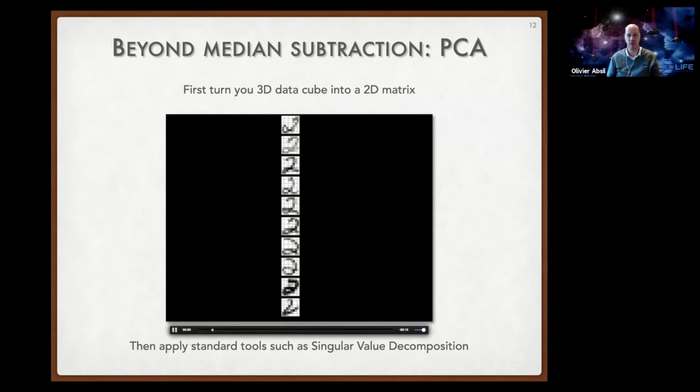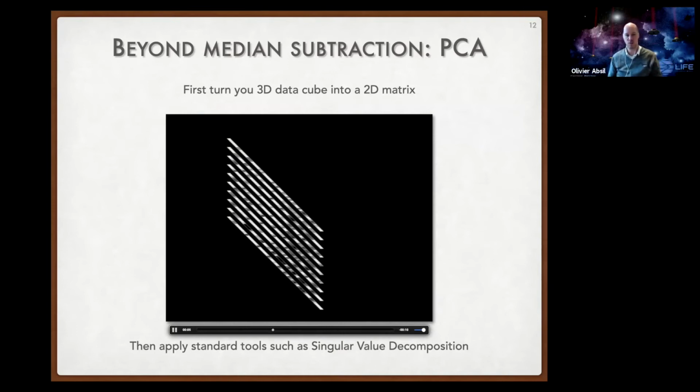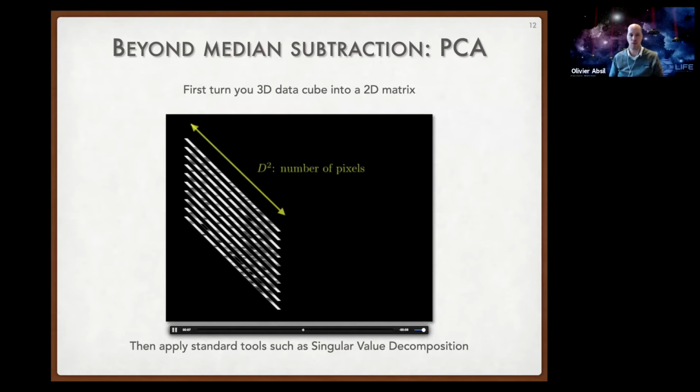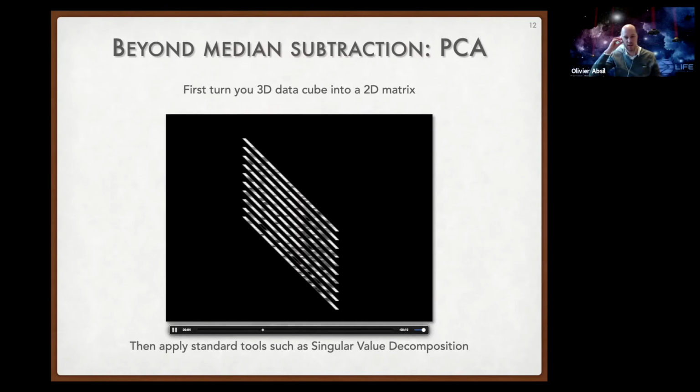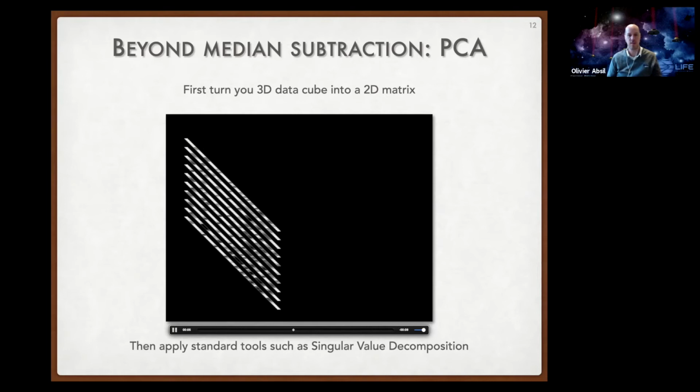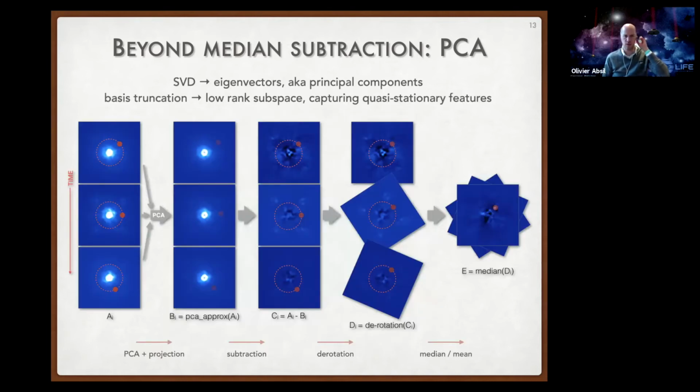And so, basically what you do is you take your cube, you stretch the images to get vectors instead, and so you reform your 3D cube into a 2D matrix on which you can then apply standard mathematical tools like singular value decomposition, and that's the basis for PCA. So when you use singular value decomposition, you basically get eigenvectors, which are in this case eigenimages.